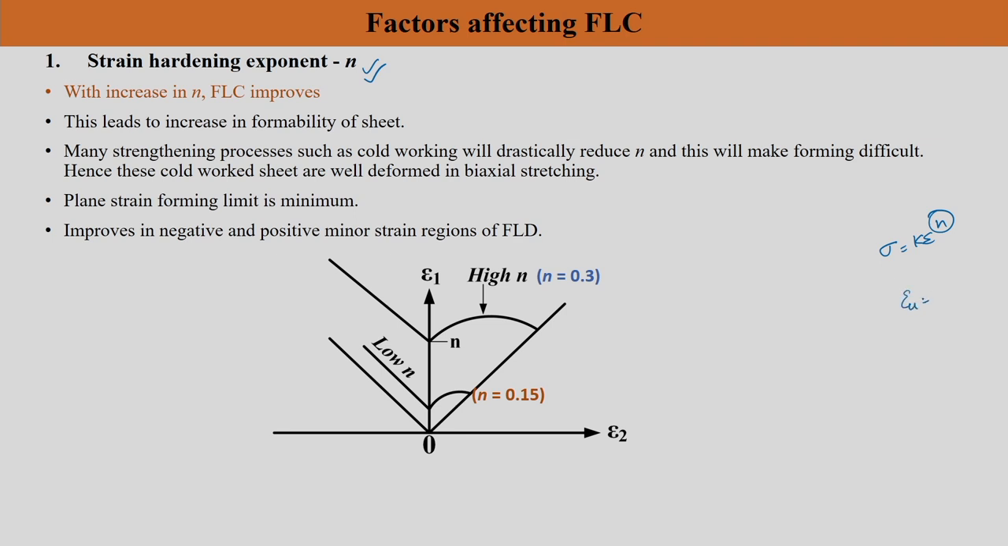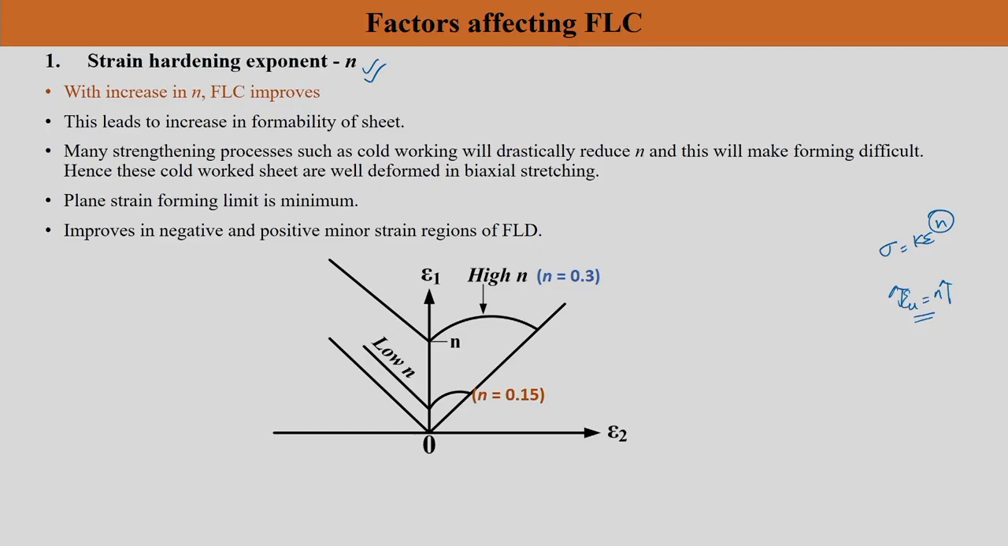We have also derived before that epsilon u is equal to n, which tells the fact that your uniform elongation will be affected by the strain hardening exponent, and the larger the n value, the larger would be the uniform elongation, which in a way tells that your ductility can improve. Similarly, the effect of n value on the forming limit curve can theoretically be estimated, and in general one can say that with increase in n value, the forming limit improves. This is the forming limit curve, plotted between epsilon 1 versus epsilon 2, and for a larger n value, let us say 0.3, you will have a forming limit curve like this, but for a lower n value like 0.15, you have a forming limit curve like this.